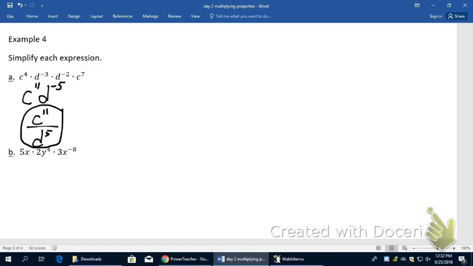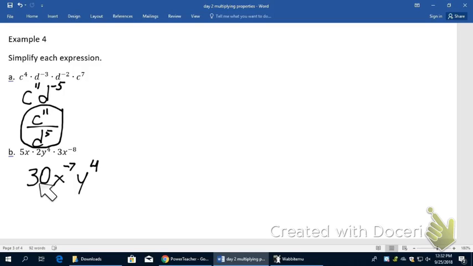Alright, on part B, I'm going to go ahead and multiply together the 3 coefficients, 5 times 2 times 3. 5 times 2 is 10, times 3 is 30. Now I'm going to multiply the bases of x together. This is x to the first, and x to the negative 8. That's going to make x to the negative 7, because 1 plus negative 8 is negative 7. And then y does not have anything to combine with, it's just going to say y to the 4th.